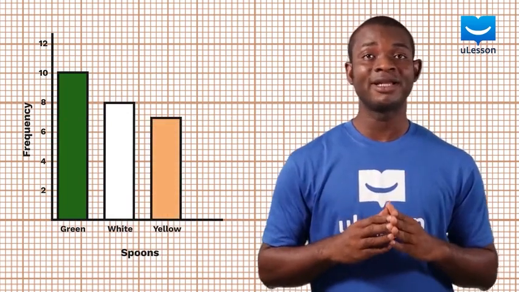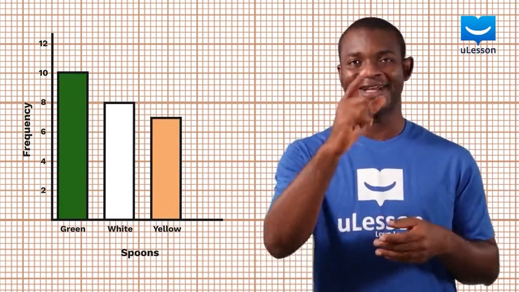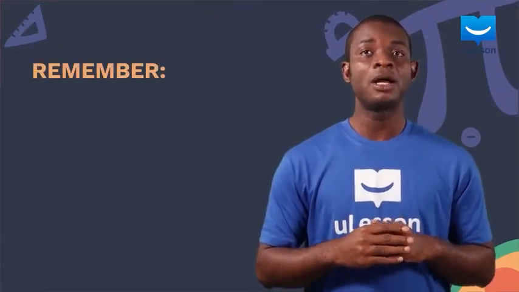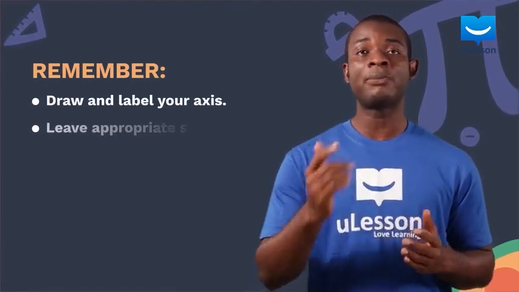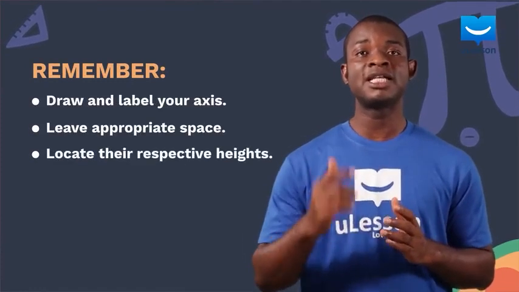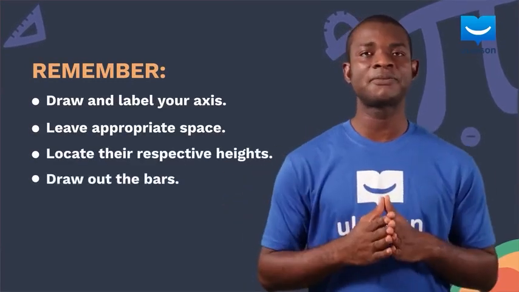I'm sure you must be thinking, so is this simple? Yes, it is. Remember, all you need to do is draw and label your axis, leave appropriate space, locate their respective heights, and draw out the bars.